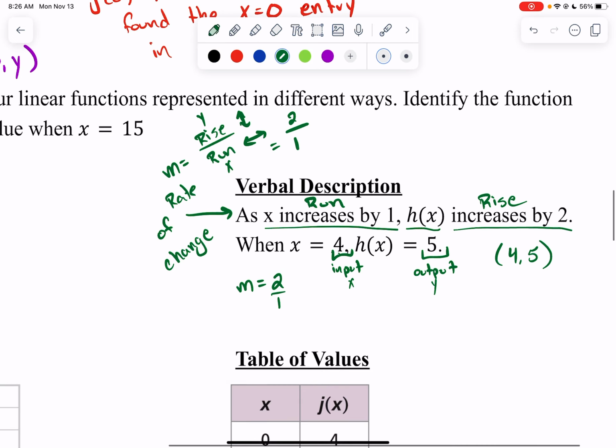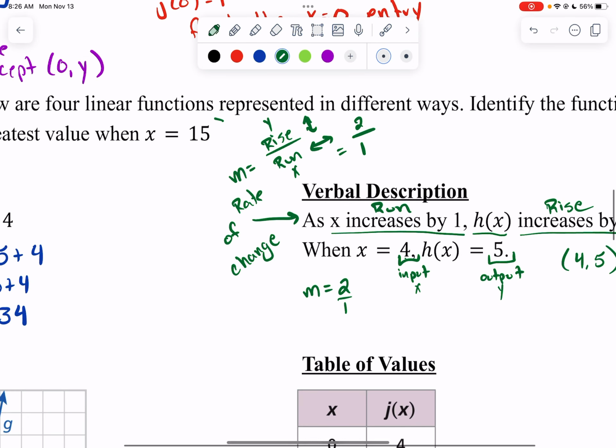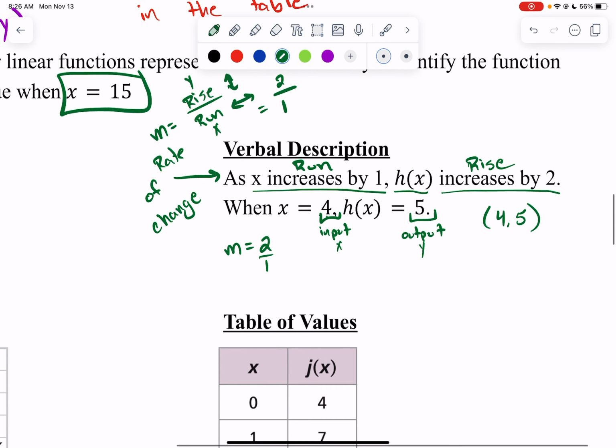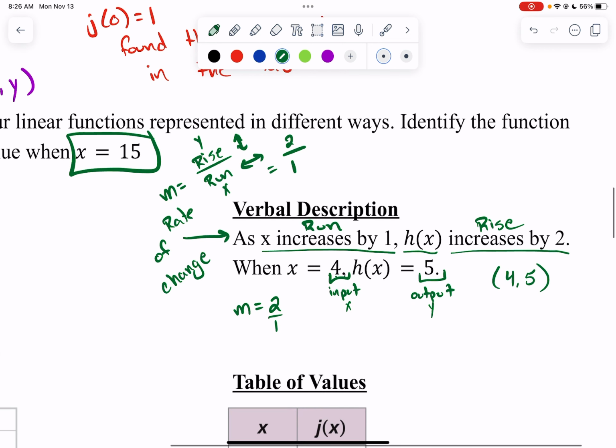So again, I want to find what's the output when x is 15. I'm thinking to get that, I'm going to write the equation just because I think that is going to be easiest. I could count up. I could be like, okay, as x goes up by 1, so that'd be 5. Y has to go up by 2, so that'd be 7. And I could keep going until I get the ordered pair for 15. Okay, I could. That I think is going to take me a while.